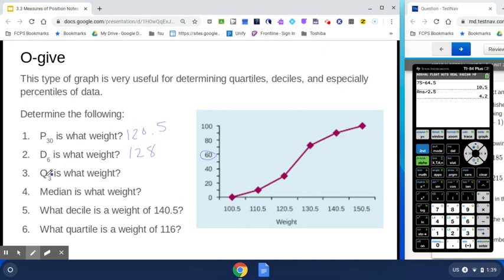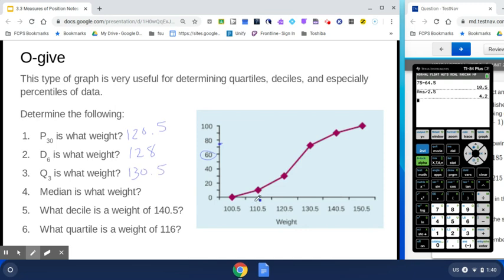Okay, Q3, quartile 3. Again, we have to convert that to a percentile first. So if we think 3 out of 4, that's going to correspond to the 75th percentile. So it's about right there, halfway between those two marks. All right, we're going to go again straight across and then drop it straight down. That looks like it's corresponding to about 130.5.